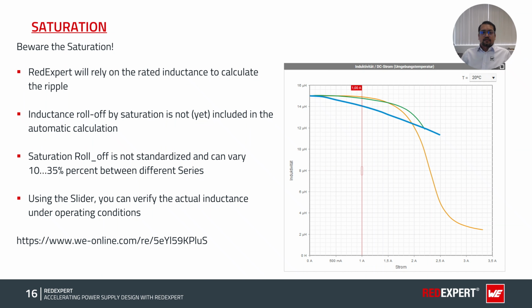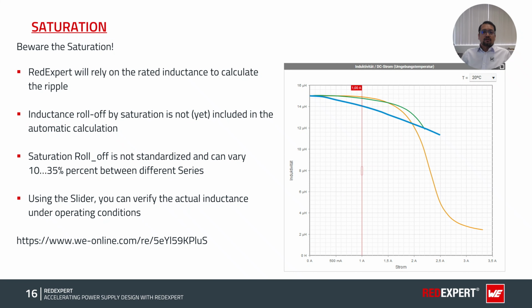Inductor saturation, which is an important consideration. REDEXPERT calculates ripple current based on the rated inductance value. However, it currently does not account for inductance roll-off caused by the saturation under DC bias conditions. This is an important limitation to keep in mind during design.